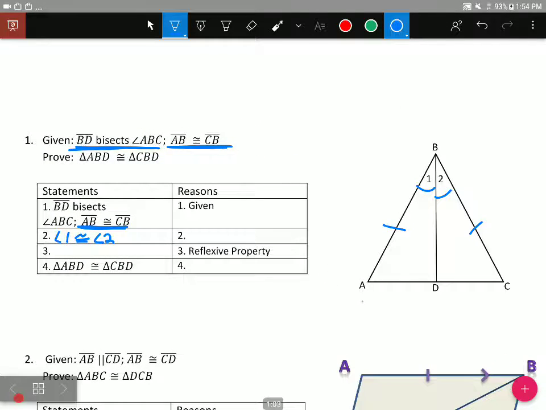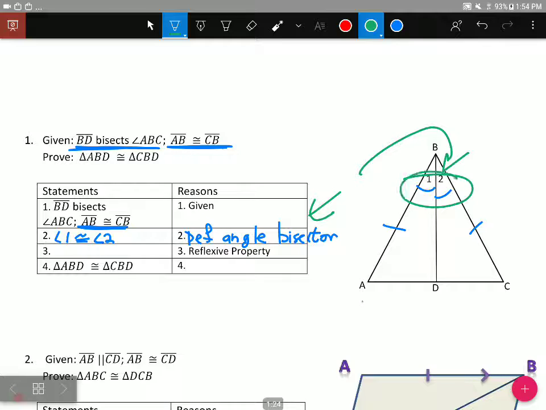And then I need to say why. Well, that is the definition of an angle bisector. If this is the rule that allows me to make those marks, that's how it works. I know this is true because of what it said, so I wrote that down. And this is the rule that allowed me to make those marks. Or you can say that's the rule that supports it.